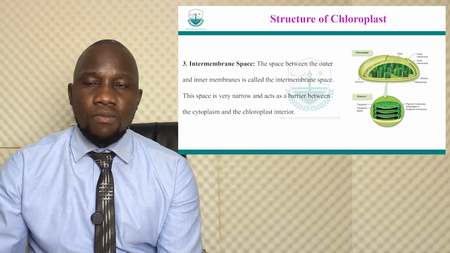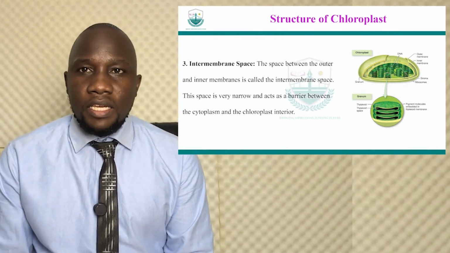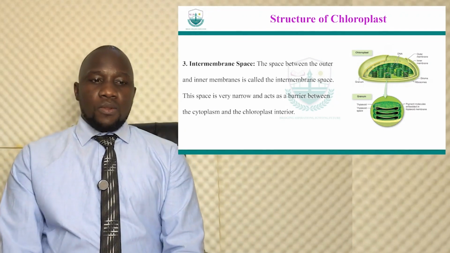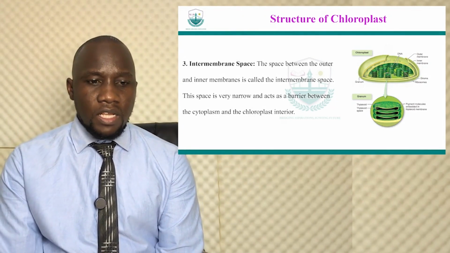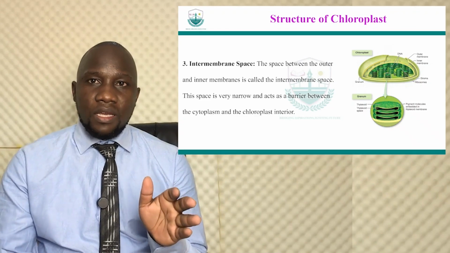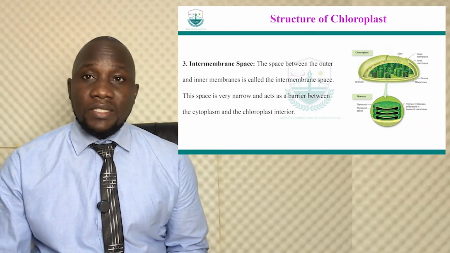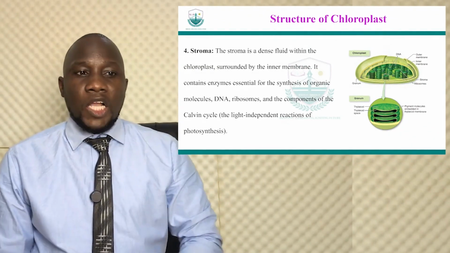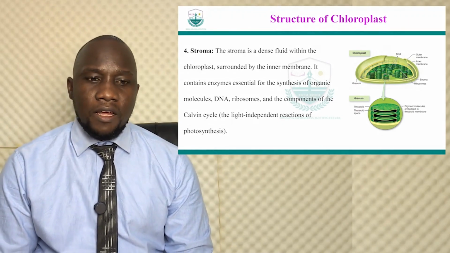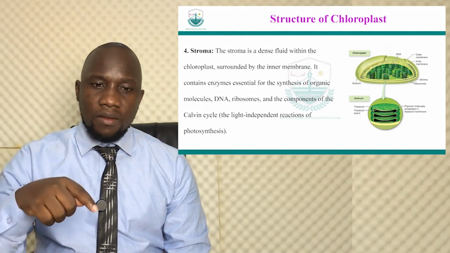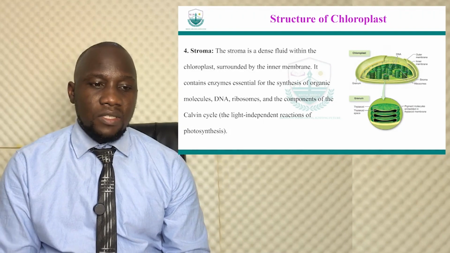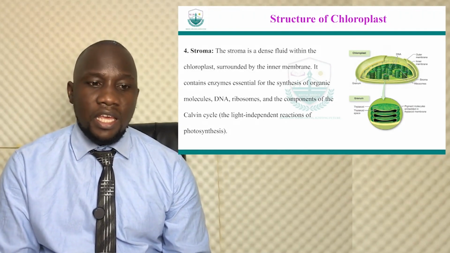Okay, and then there should be space. So between the inner and outer membrane, we have the intermembrane space. This space is very narrow, and it acts as a barrier between the cytoplasm of the cell and the chloroplast interior. So let us talk about the stroma. This is a dense fluid found within the chloroplast, surrounded by the inner membrane. It has enzymes, organic molecules, and DNA.